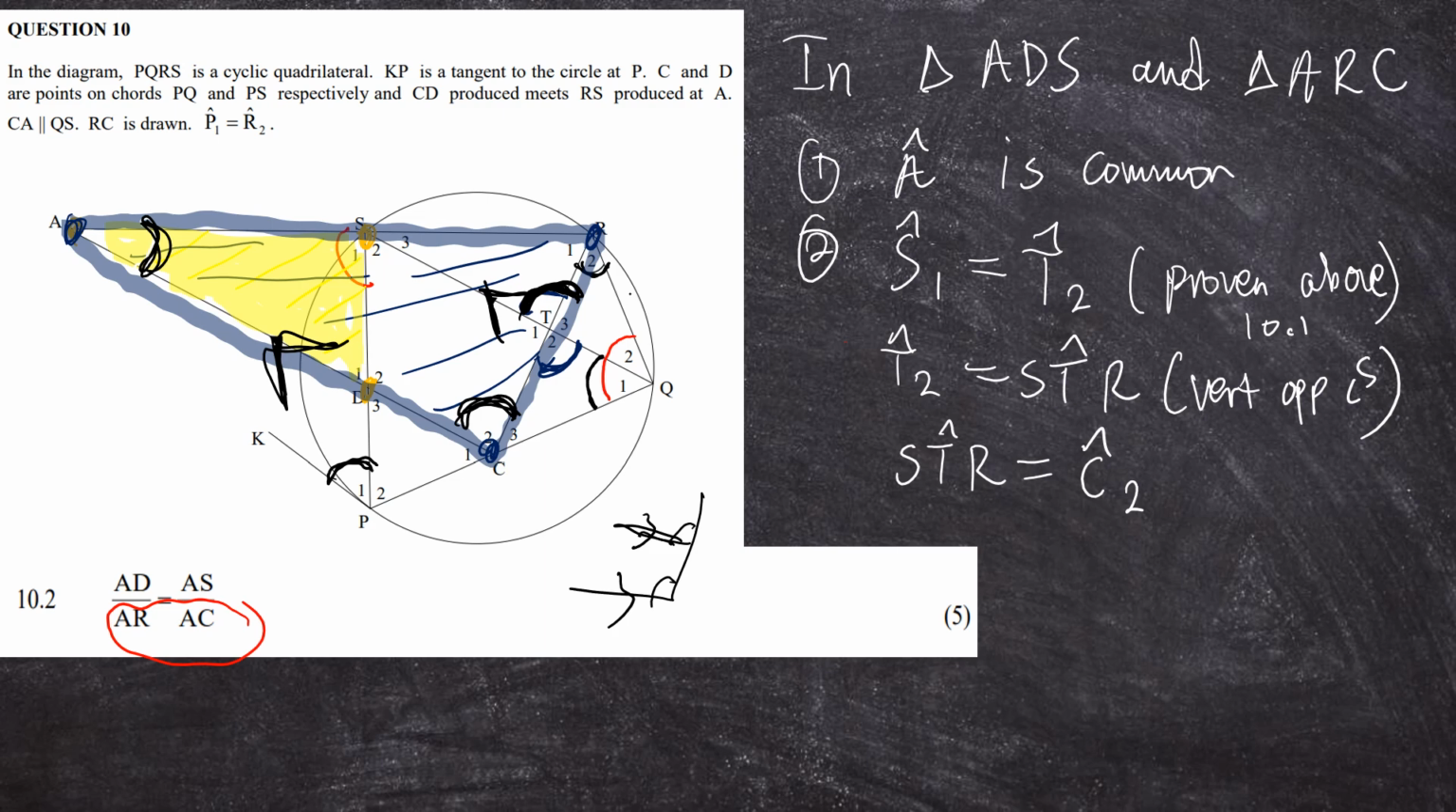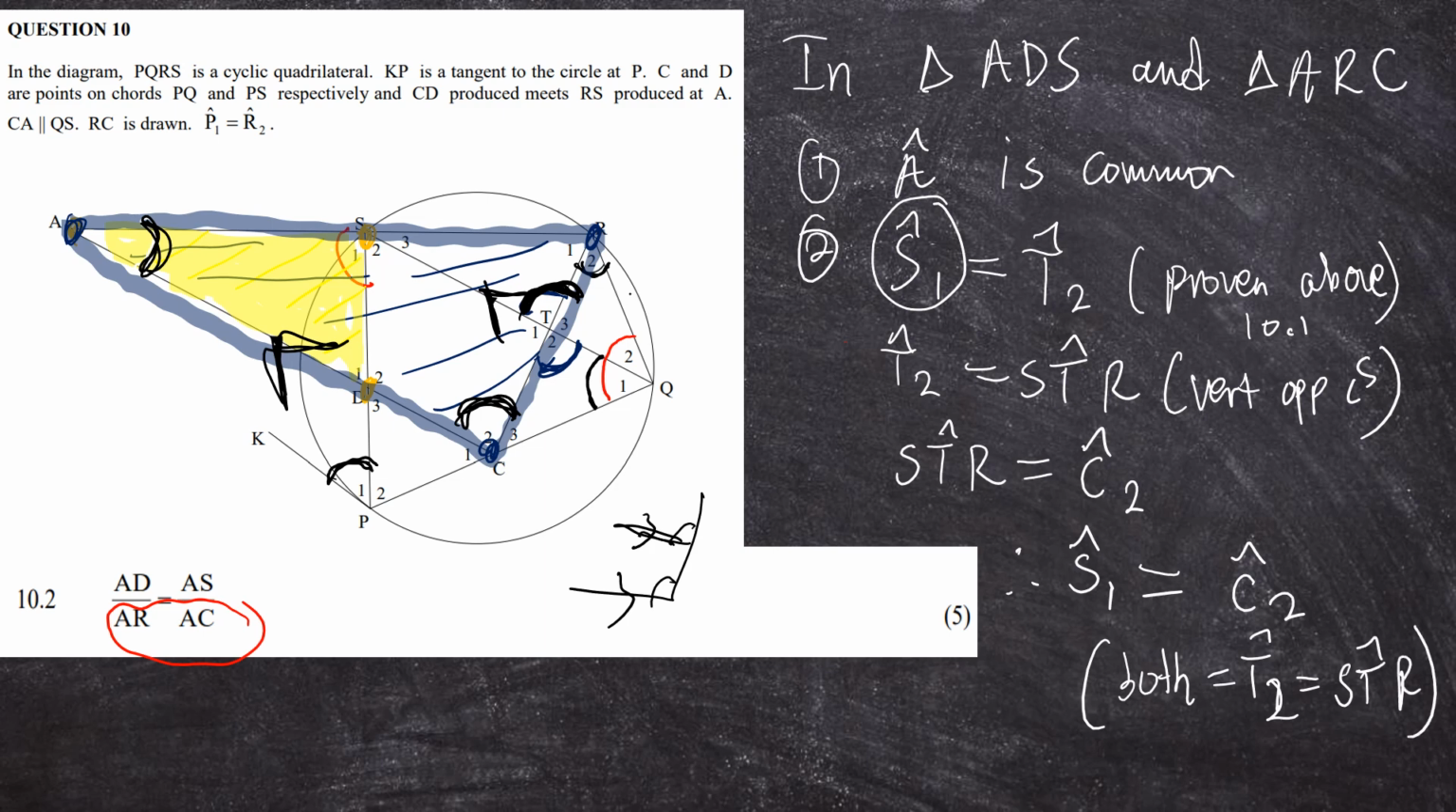Okay, so we can now conclude that actually our S1 in the smaller triangle will be the same as S2. Why? Because both of them are equal to T2, which is equal to STR. Can you see? Both of them are equal to T2, which is the same as STR. That's why we are saying they are also equal. So we've gotten two angles that are equal between the two triangles. Therefore, we can conclude triangle ADS is congruent to triangle ARC.